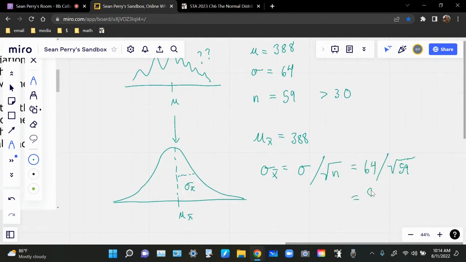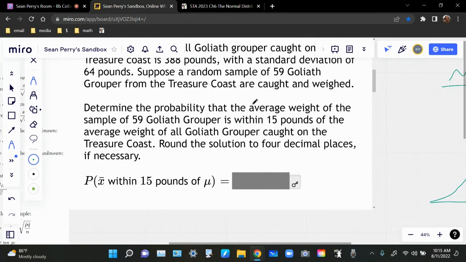And calculating, that's 8.33209 and so on. It'll be something irrational unless your sample size is a perfect square. So let's consider the problem again.